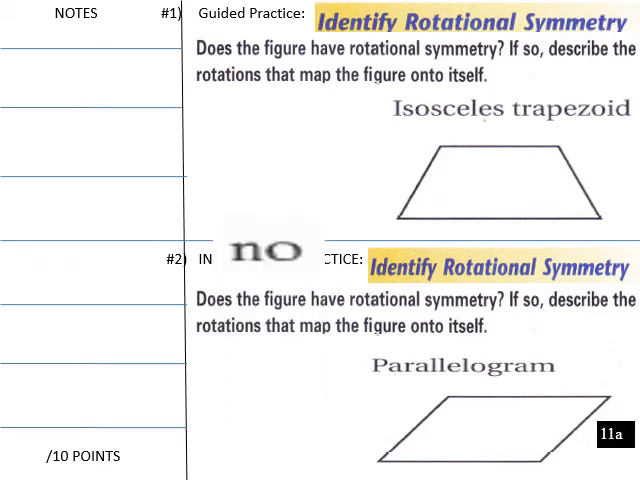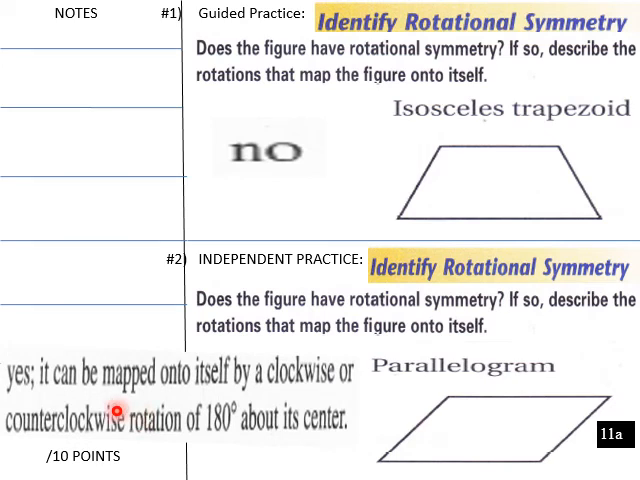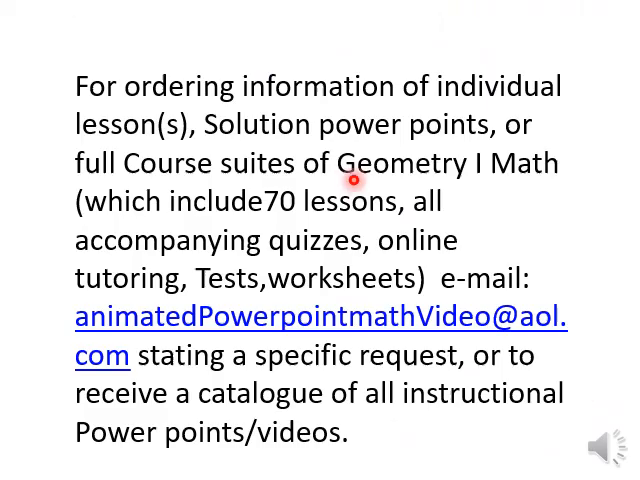Okay, welcome back. No, trapezoids don't. And then yes, the parallelogram can be mapped onto itself by clockwise or counterclockwise rotation of 180 about its center. So a 180 would just put this corner over here. Everything would flip by 180 degrees. If you flipped the trapezoid around, it wouldn't be in this position here. So that's why a trapezoid won't work for rotational symmetry.